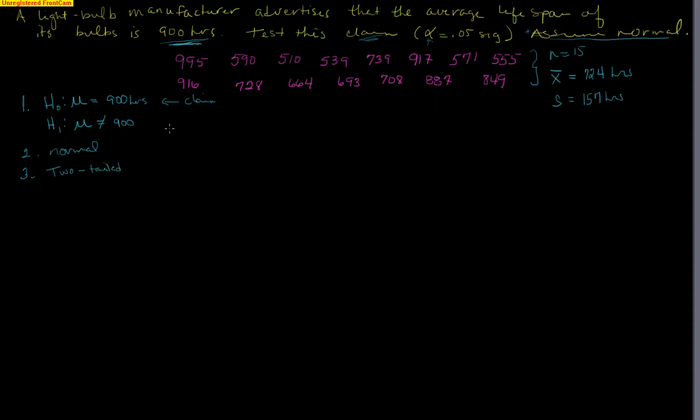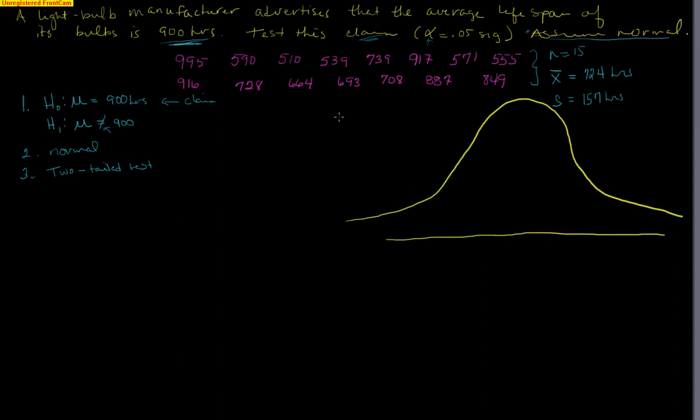If you remember from the previous videos, two tails is when this inequality here is not equal to. So what's going to happen is our alpha is going to get broken into both tails. Once we know we have a two-tailed test, we have to go ahead and draw the normal distribution curve, which I believe I've already done. There it is. And we're going to start plotting a few things.